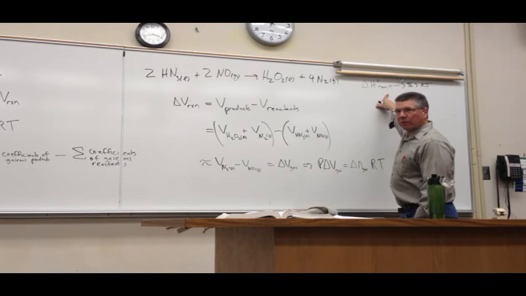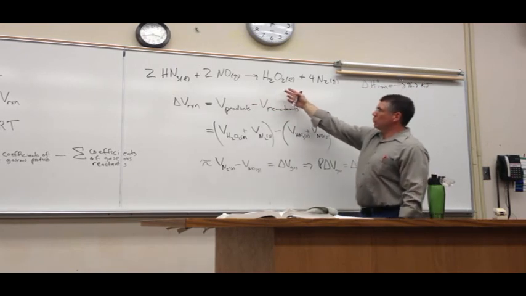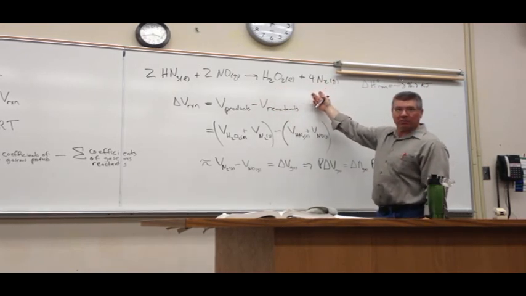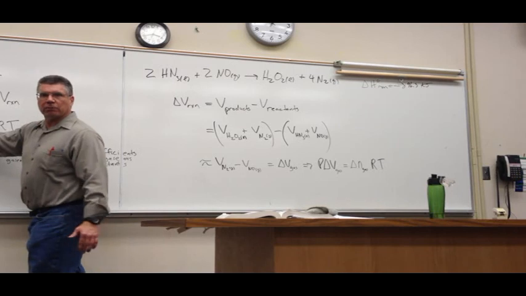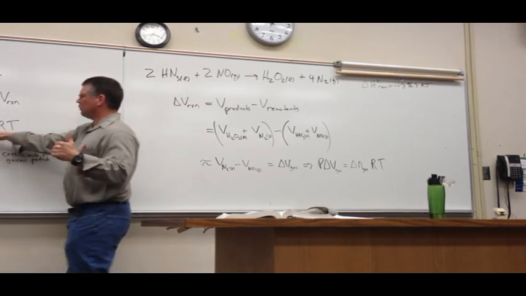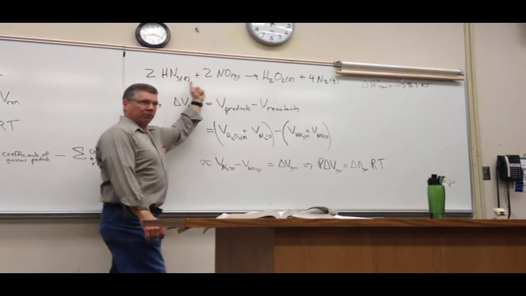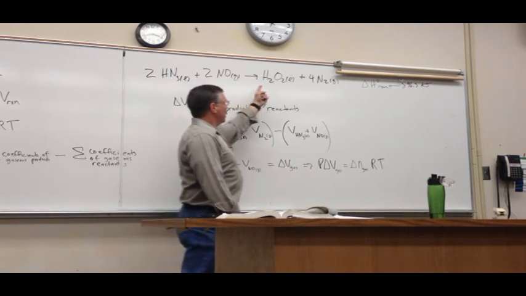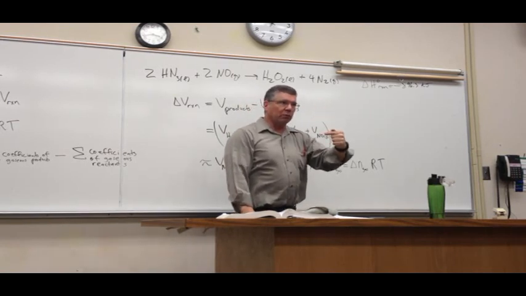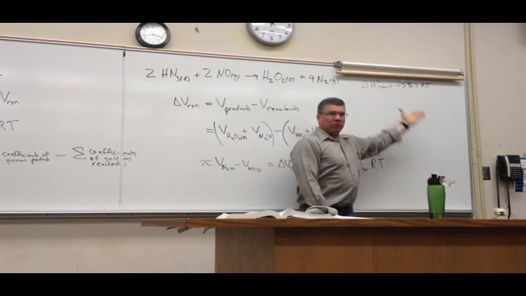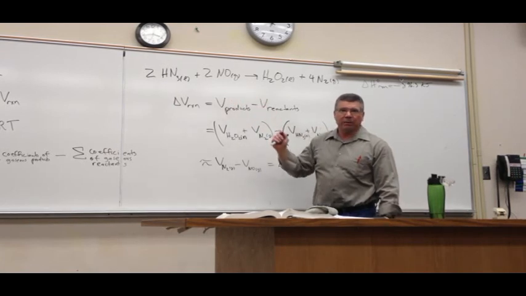So the change in enthalpy for this reaction, that is for 2 moles of hydrazoic acid plus 2 moles of nitric oxide to make 1 mole of hydrogen peroxide and 4 moles of nitrogen gas, is that much, which is equal to the change in internal energy for that reaction plus the change in the moles of gas. As written, that means 2 moles of hydrazoic acid plus 2 moles of nitric oxide, making 1 mole of hydrogen peroxide and 4 moles of nitrogen. So the change in the number of moles for this delta H is going to be the moles of the products minus the moles of the reactants. Right? Do you guys buy that?